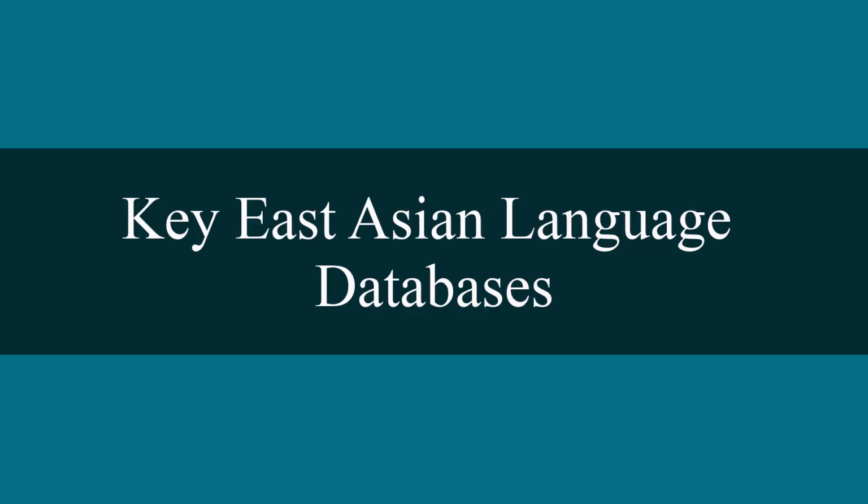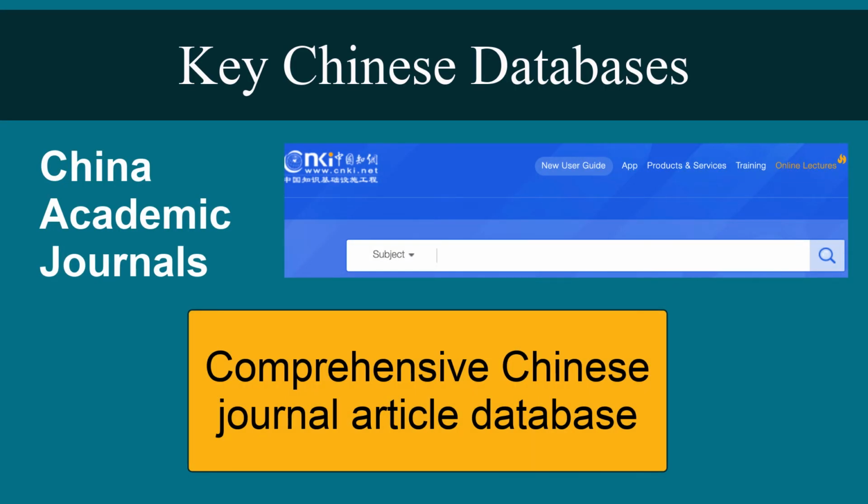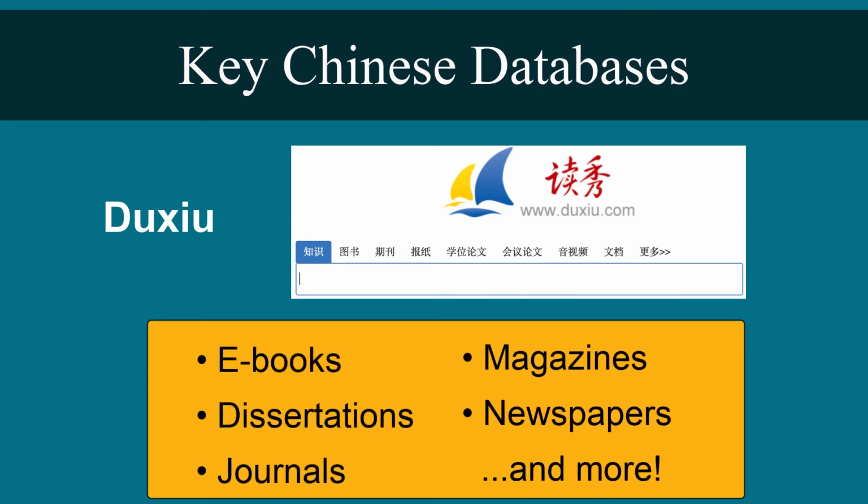You can start with some key Chinese, Japanese, and Korean language databases regardless of your topic. China Academic Journals is a comprehensive Chinese journal article database. Duxiu is like the Chinese version of Google Books and Google Scholar, with millions of volumes of ebooks, dissertations, journals, magazines, newspapers, and more.